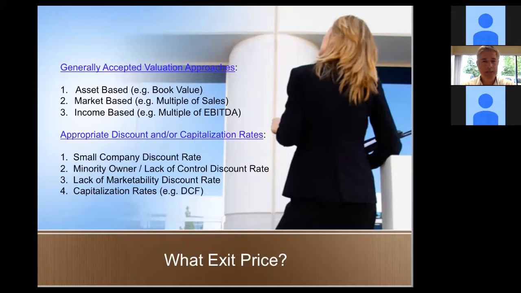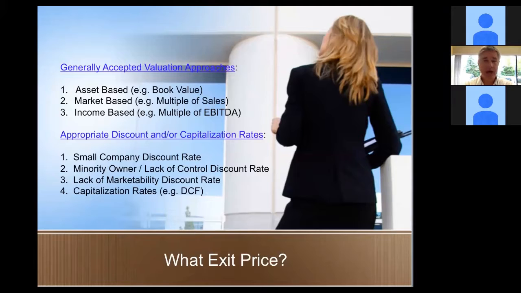But if you're not, it stands for earnings before interest, taxes, depreciation, and amortization. So basically, it's the bottom line of your income statement, adding back depreciation and any interest expense, and certainly adding back any tax if you're taxed at the corporate level versus just on your personal tax return. So those are the generally accepted approaches.